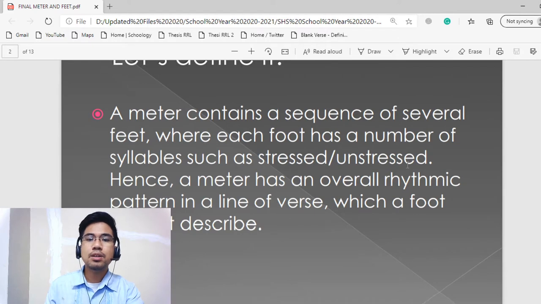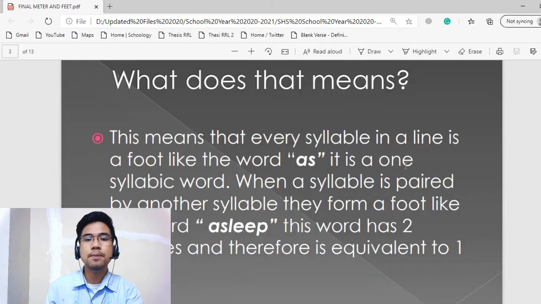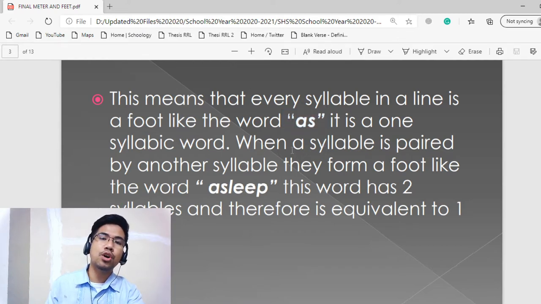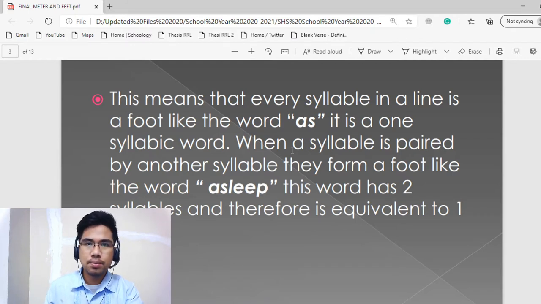Defining it, a meter contains a sequence of several feet where each foot has a number of syllables, such as stressed and unstressed. Hence, a meter has an overall rhythmic pattern in a line of verse, which a foot cannot describe. To explain this one, this means that every syllable in a line is a foot, like the word "as." It is a one-syllabic word. Meter focuses more on the numbering of syllables and rhyme patterns in poetry. If we have this word as an example, this is one sound. This is 1 meter. Okay?